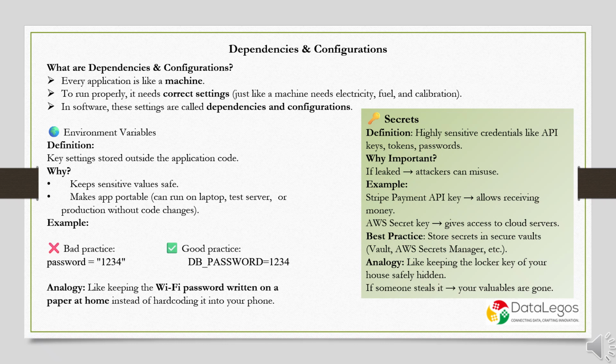Next are secrets. These are highly sensitive credentials like API keys, tokens, and passwords. Why are they important? If secrets are leaked, attackers can misuse them. For example, a Stripe payment API key could allow hackers to receive money. An AWS secret key could give attackers access to your cloud servers. Best practice: always store secrets in secure vaults, like HashiCorp Vault or AWS Secrets Manager.